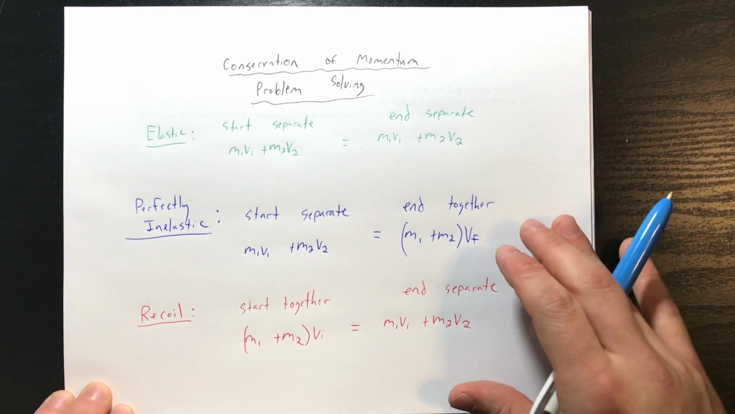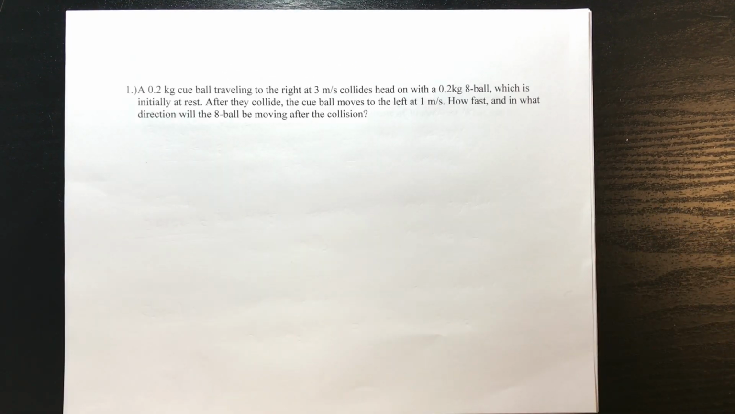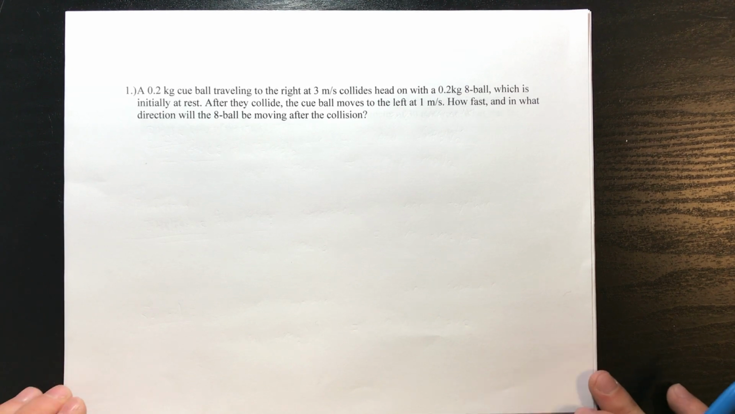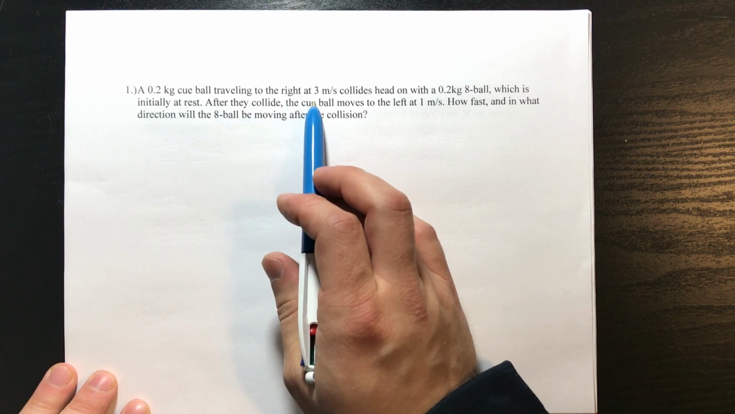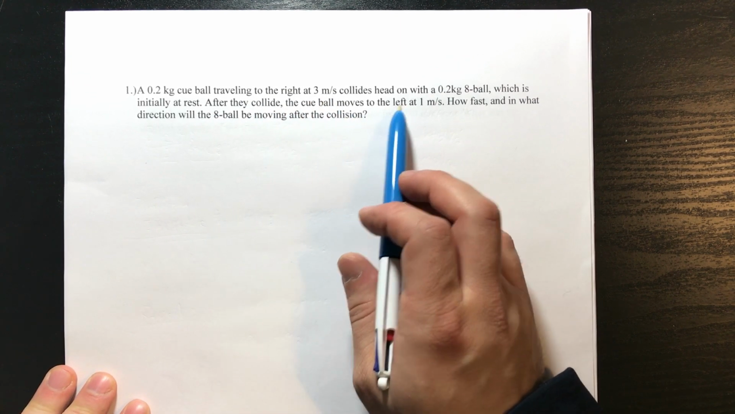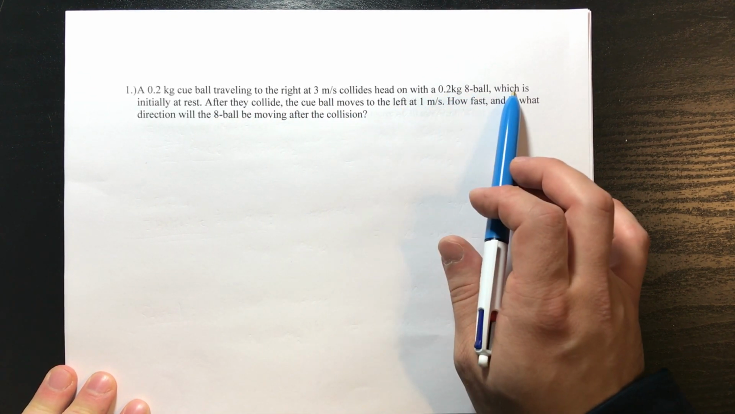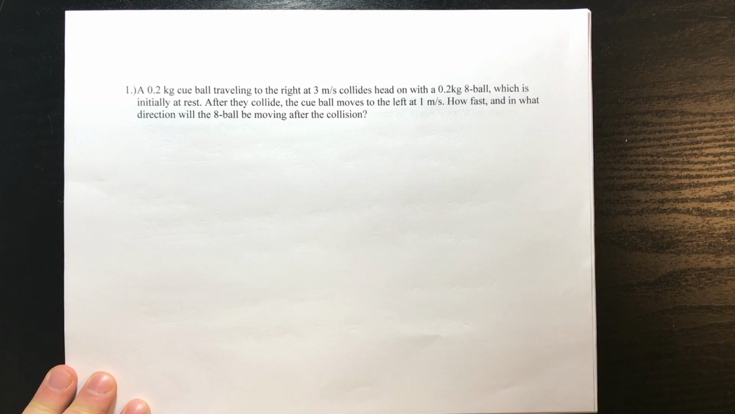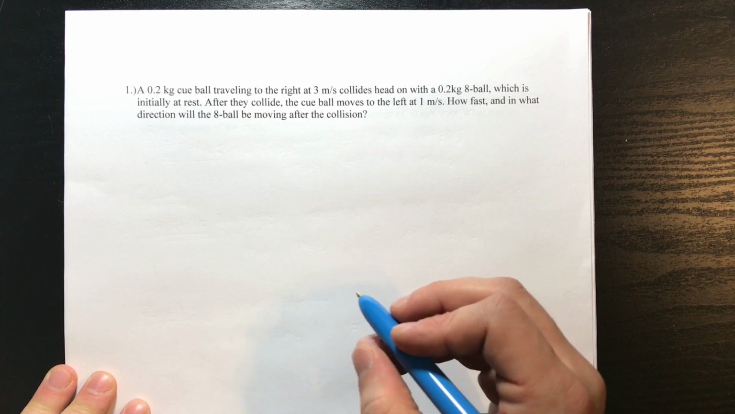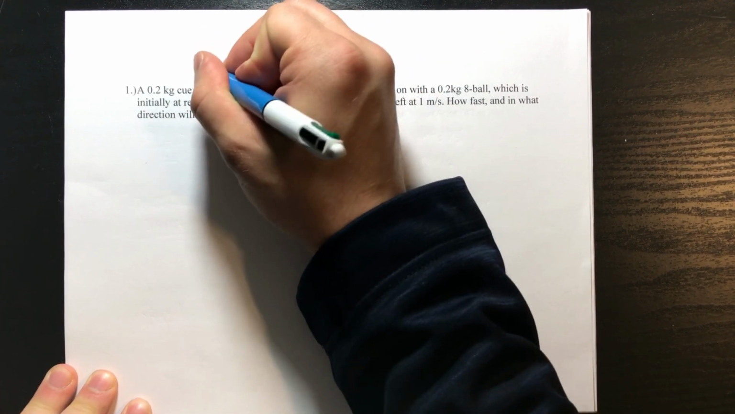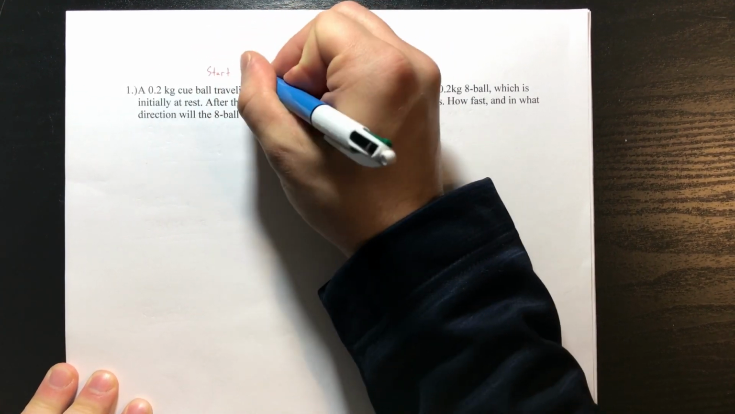All right, so let's get right into it. The first problem that we have here goes as follows. It says a 0.2 kilogram cue ball traveling to the right at 3 meters per second collides head-on with a 0.2 kilogram 8 ball. So right here, since they're colliding towards one another, we know that they're starting separate. So I want to make note of that. So they start separate.